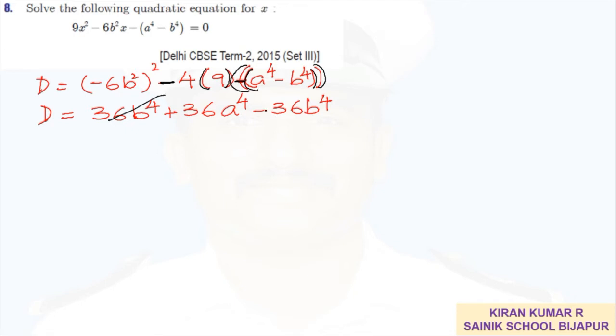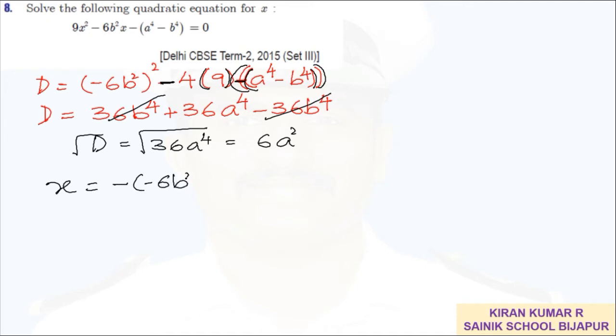Okay. The b to the power 4 terms get cancelled. So the d value we have got is 36a raised to the power 4. Let's find the root of d. We get 6a square. Now use the quadratic formula. Negative b is minus of minus 6b square, plus or minus root d, which is 6a square, divided by 2a, 2 times 9.